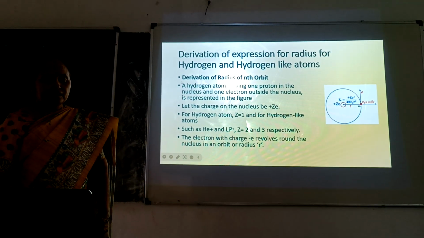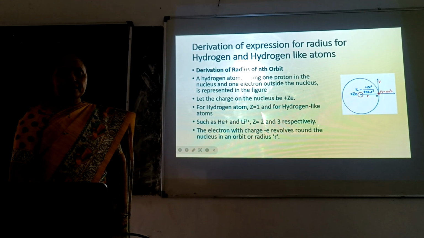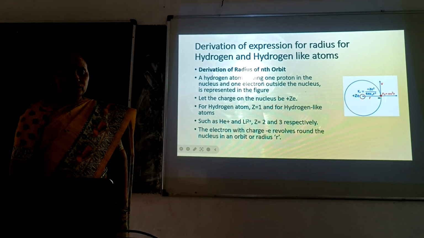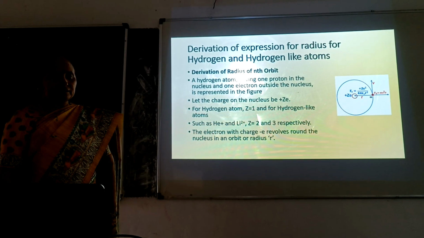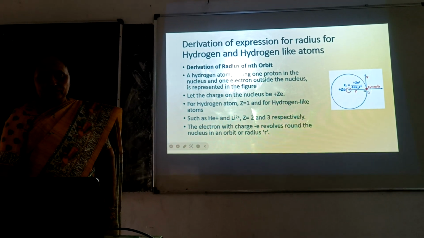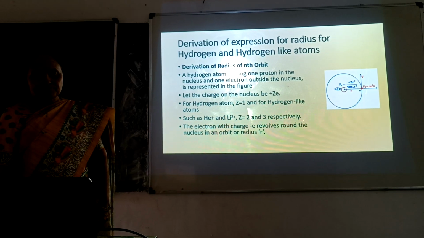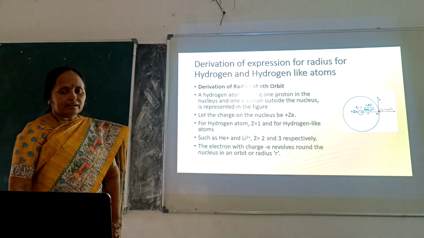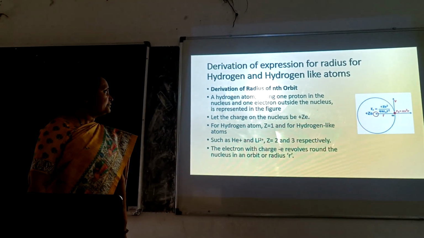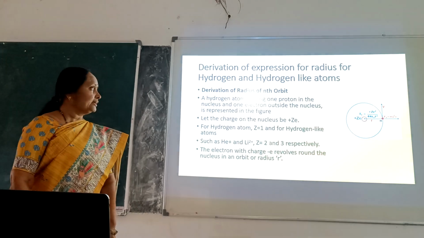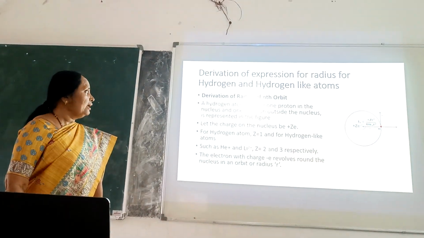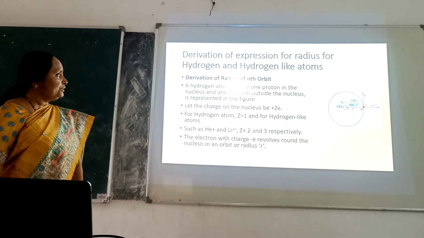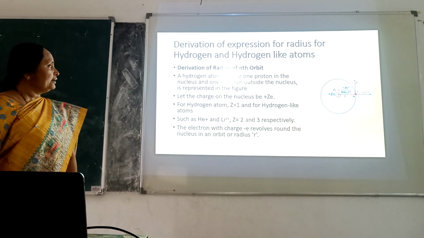When we come to the derivation, let us consider a hydrogen atom having one electron, one proton in the nucleus and one electron revolving around the nucleus. This is represented in the figure. Let the charge on the nucleus be represented as Ze. But as it is a hydrogen atom, Z is going to be 1, and for hydrogen-like atoms like He+, Li2+, Z can be 2 and 3.